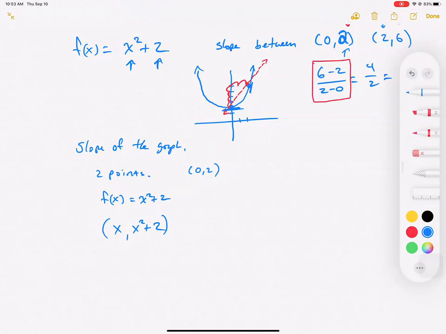You can think of this as your x1, y1. But my shifted point is x plus h and x plus h squared plus 2. To rewrite this, this is my f of x plus h. It's the f version here with a little upgrade, and the upgrade changes the x only.